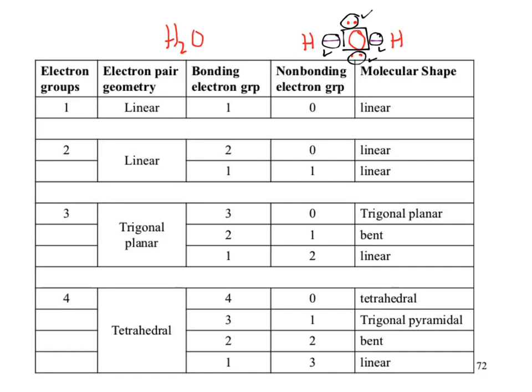Some other simplifications. We're usually concerned about octets, right? If we have octets, how many groups of electrons would we have?